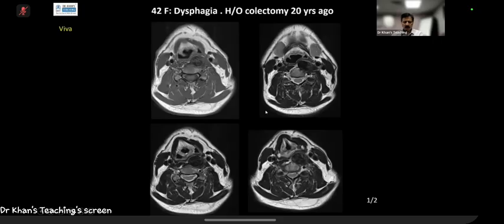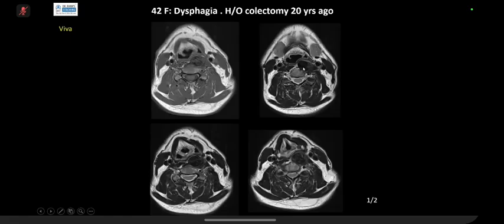Long case from the exam. This patient had a history of colectomy 20 years ago. 42-year-old female, patient is quite young, isn't it? And she had a total colectomy 20 years ago. With that background, what is happening here?